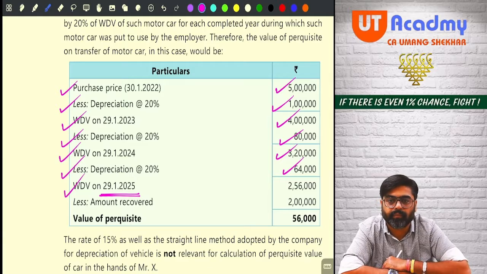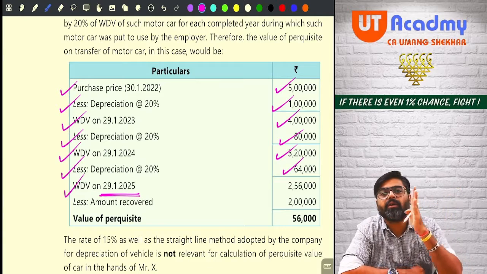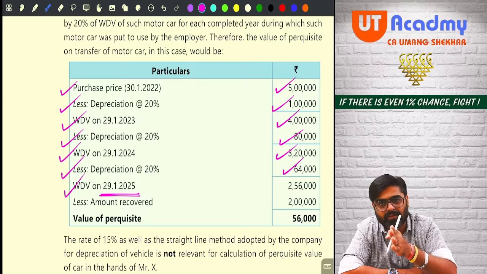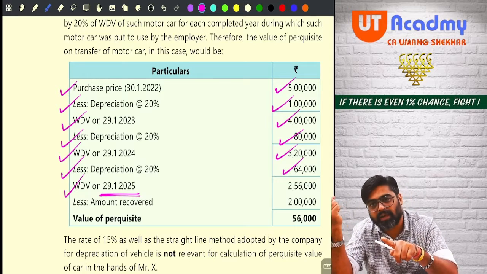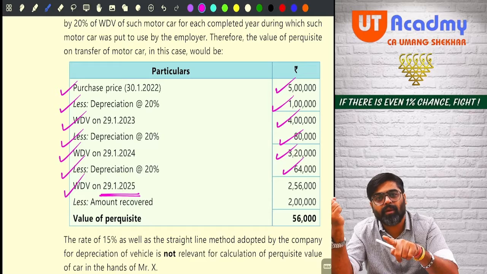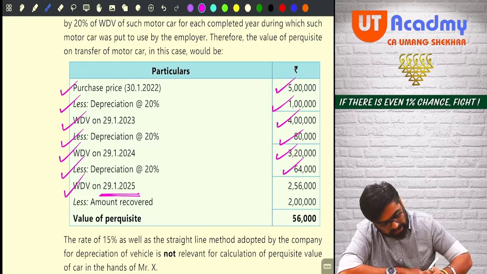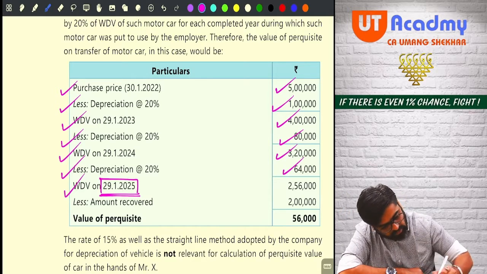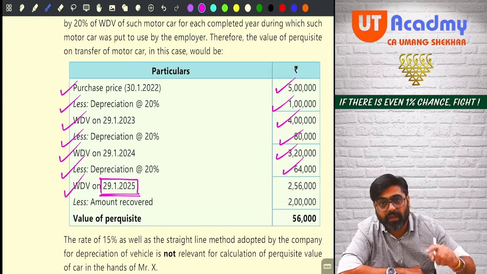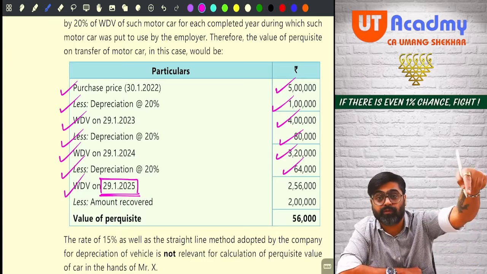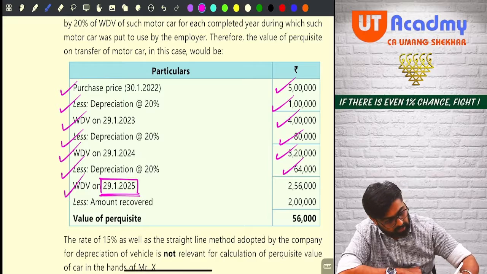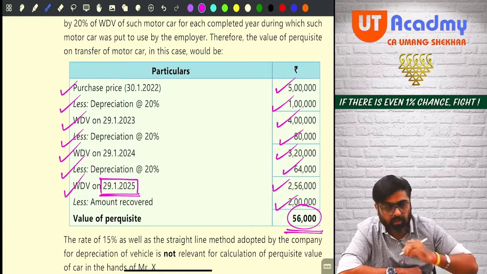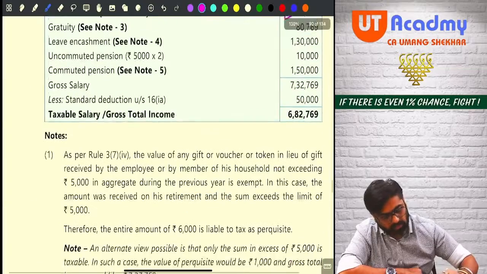From 30th January to 29th January, 1 year will be completed. And again from 30th January the second year will start. Getting my point? So on 29th January 2025 the WDV was this much. And this car was given to you on 31st January 2025 for rupees 2 lakh. So this was the value. 2 lakh was there. 56,000 will be the perquisite value. And this 56,000 will be taxable.